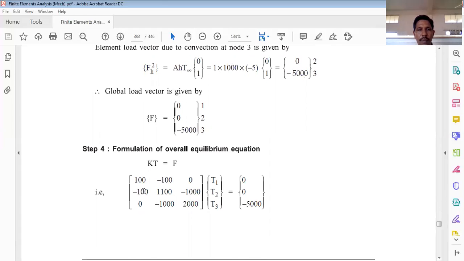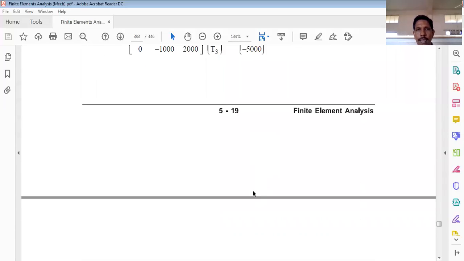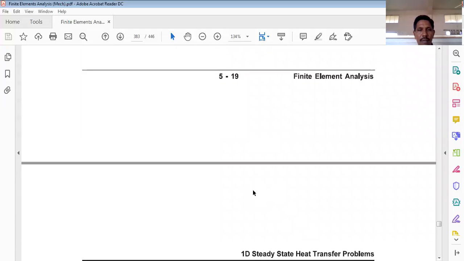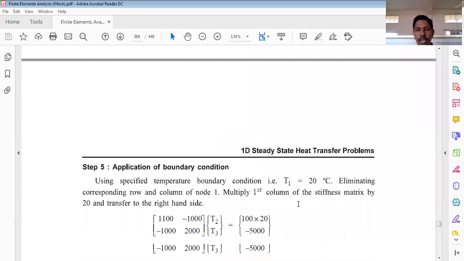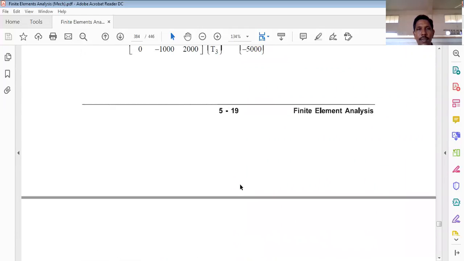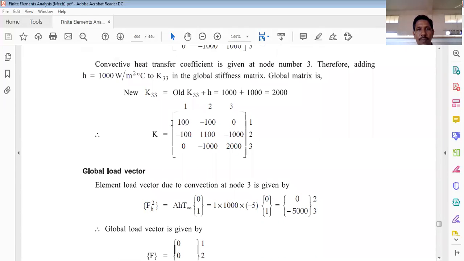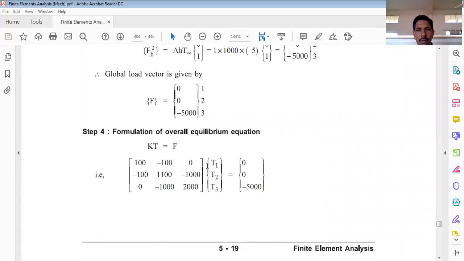So this is the overall equilibrium equation: KT equals F, where K is the global stiffness matrix, T is the global temperature vector, and F is the global forcing vector. Now, as the temperature is specified on the inner surface, it is to be eliminated. So T1 is equal to 20 degrees centigrade. So the first row, first column is to be eliminated from the equilibrium equation.